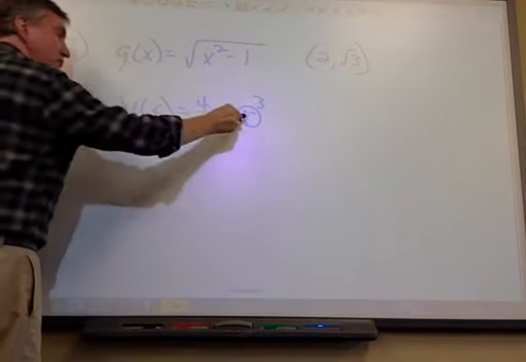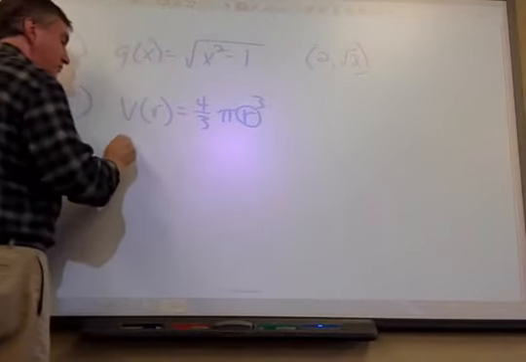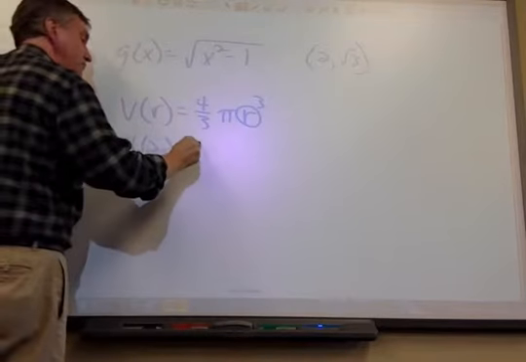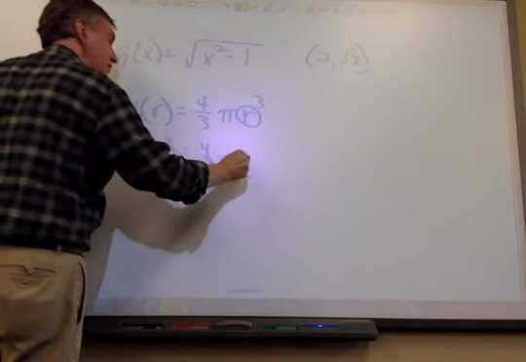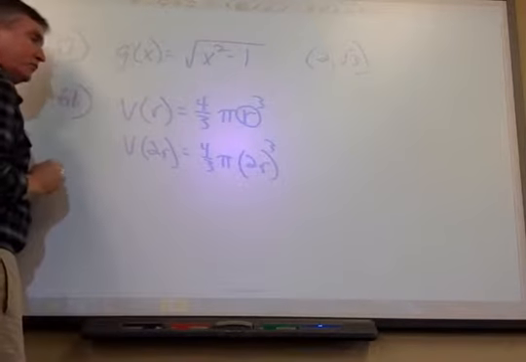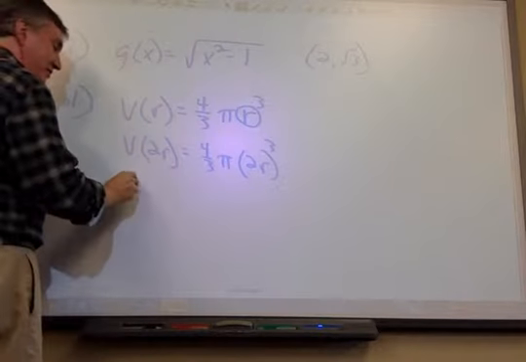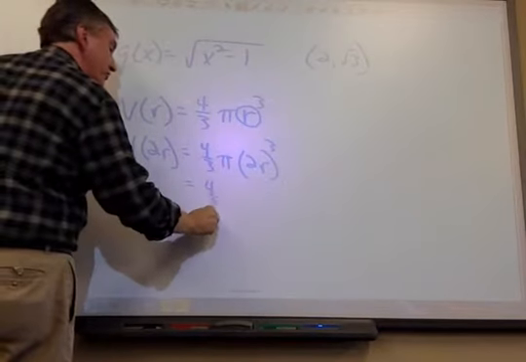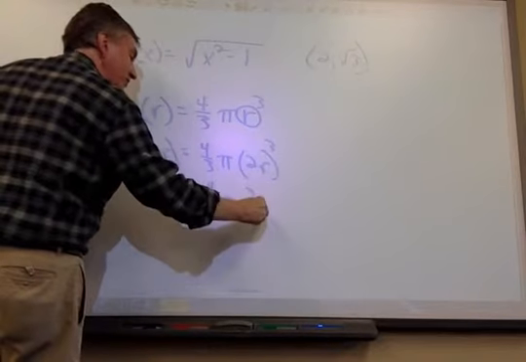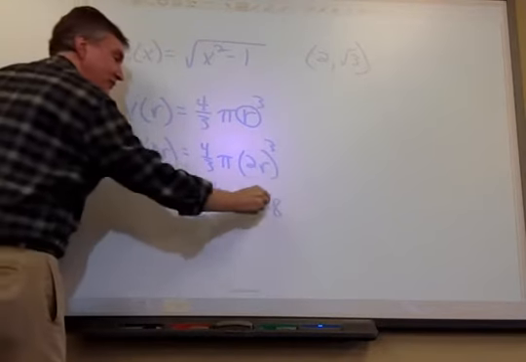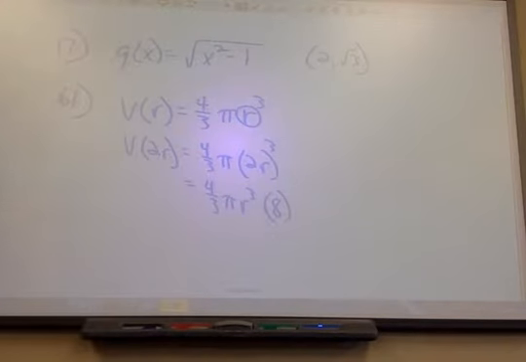So if I put 2R for R, V of 2R is 4/3 pi (2R) cubed. What is 2 cubed? 8. Good. So that would be 4/3 pi R cubed times an additional factor of 8, right? So that's how it's affected. The volume would be multiplied by 8 if you double the radius, because of that 2 cubed that's added in there. So it would be 8 times the original.